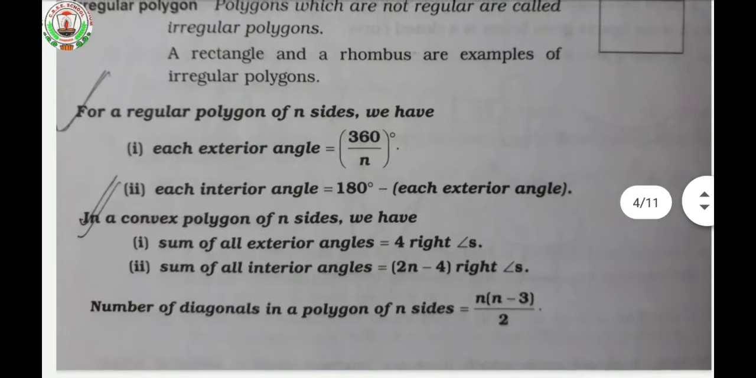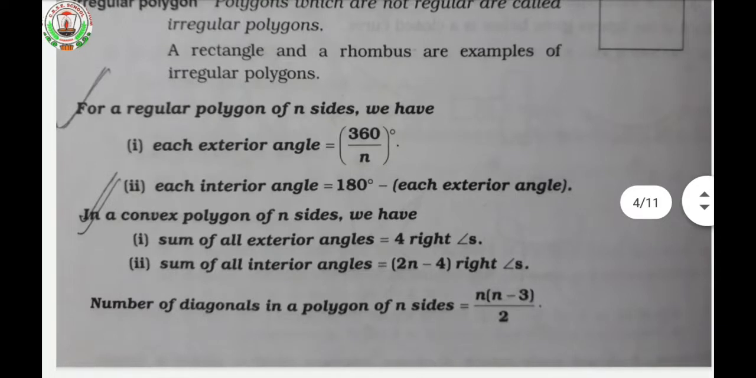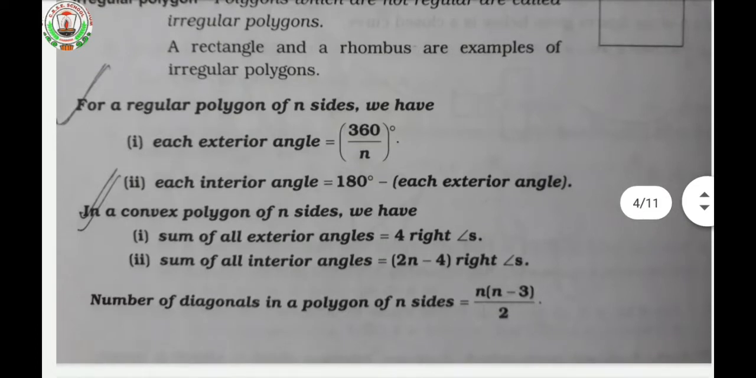So the first formula is each exterior angle is equal to 360 degrees upon n, where n is the number of sides. Second, interior angle. How to find the interior angle? The formula is 180 minus each exterior angle. Then in a convex polygon of n sides, the sum of all the exterior angles is equal to 4 into right angle. Second, the sum of all interior angles is equal to 2n minus 4 right angles.